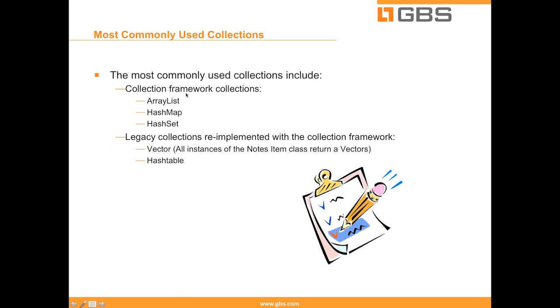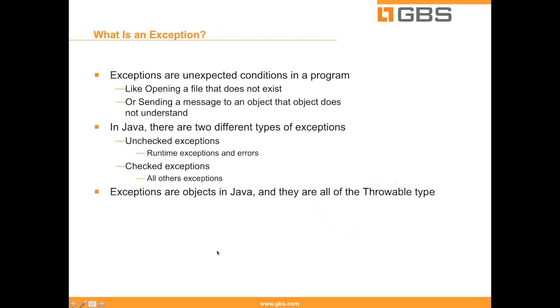So there's a lot of interest out there in these collections: array lists, which is a list of arrays, hash maps, hash sets, tree maps, vectors, and again, all instances of its item class return vectors. So just put these things on your radar to be aware of.